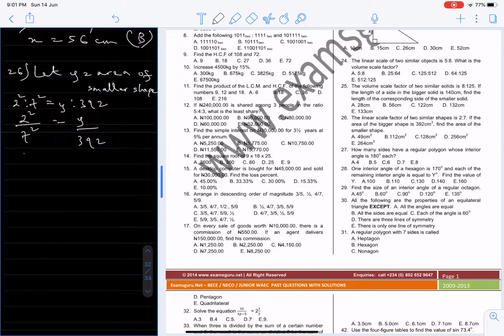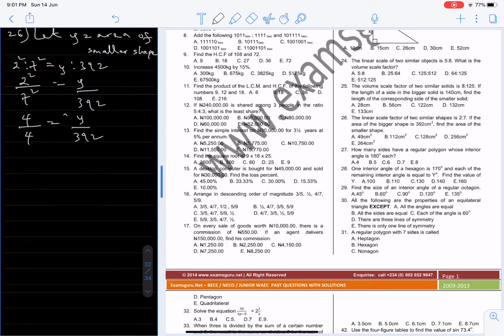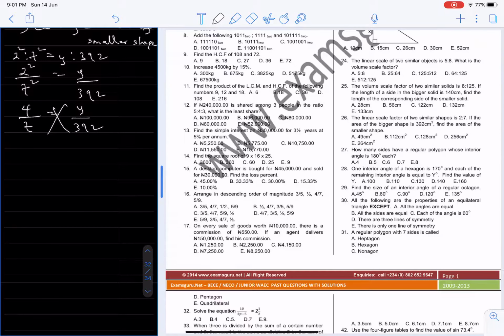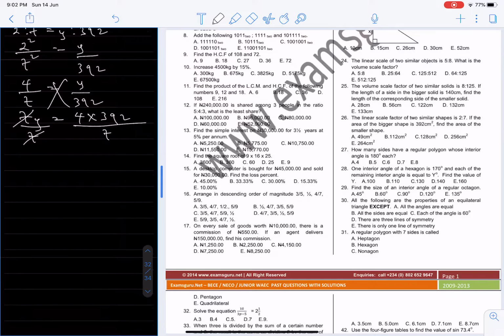That means 4 over 7 equals y over 392. I wanted to write 4 over 7, I wrote 4 over 4, sorry. That's 4 over 7 equals y over 392. When you cross multiply, you have 7y equals 4 times 392, and you divide both sides by 7 to get y.